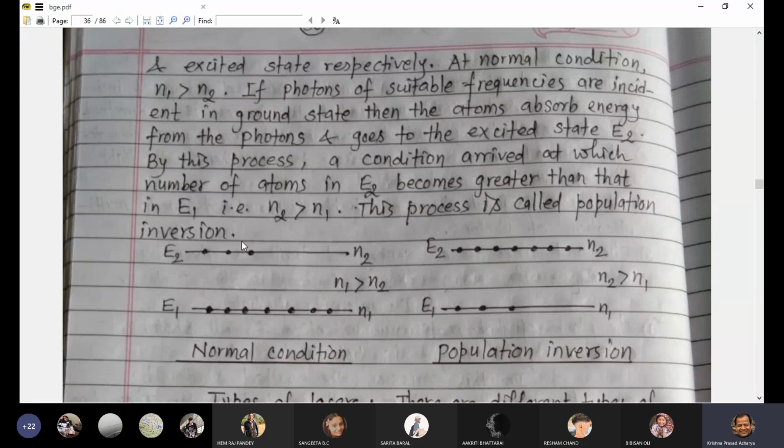While studying about laser, you know about pumping, and there are different types of pumping. One is optical pumping. When photon light interacts with the ground state atom, the ground state atom absorbs energy from the incident photon and is pumped to the excited state. That is called optical pumping.